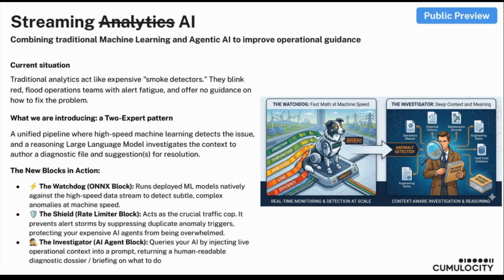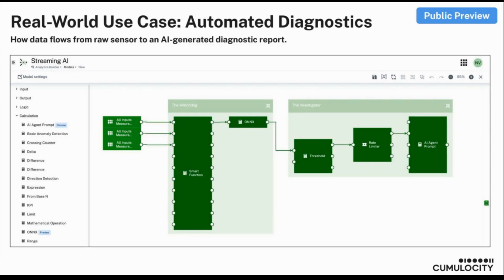Big question is, of course, how does that look in practice in Analytics Builder? Well, thanks to those new block additions, this can become a very clean and simple model. On the left, you see the 3 input blocks, for example, some key measurements describing your machine status. And then in the middle, the watchdog setup is quite simple. First, a smart function block, as I just discussed, pre-processing the data to be in the right format, in the right shape for your machine learning model.